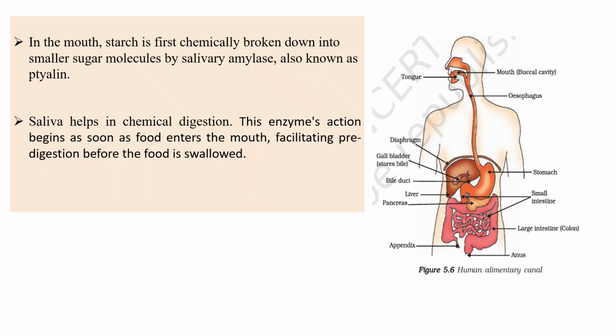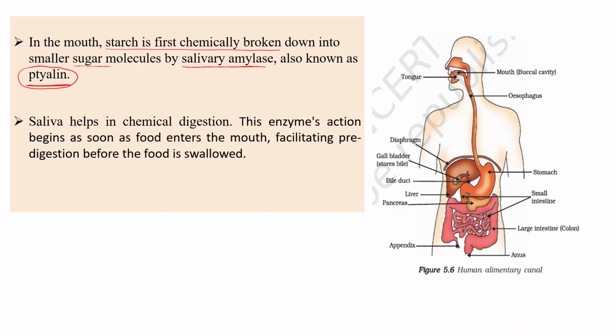In the previous slide, I told you that the parotid salivary gland secretes amylase, which aids in the digestion of starch. So, in the mouth, starch is chemically broken down into smaller sugar molecules by salivary amylase, which is also known as ptyalin. So what is saliva doing? In a way, it is helping in the digestion of starch.